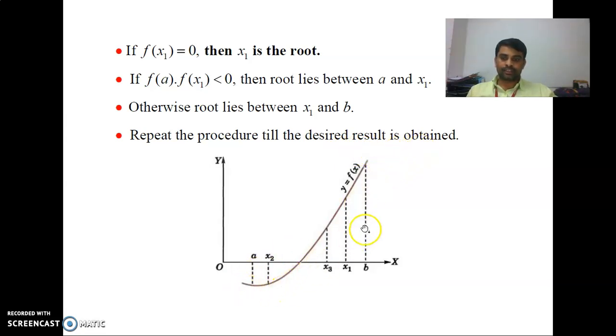This is a graphical representation of the bisection method. We have considered the function y equals f of x, and here are two points a and b. Then we calculate the values of the function f of a and f of b, and both have opposite signs. So we can say that the root of the equation lies between a and b. Then we calculate x1. Suppose that x1 is here. Then we calculate the corresponding value of y. Both have opposite signs, meaning f of a and f of x1. So we can say that the root of the equation lies between a and x1. Then we calculate x2, and we continue this process till the desired result is obtained.